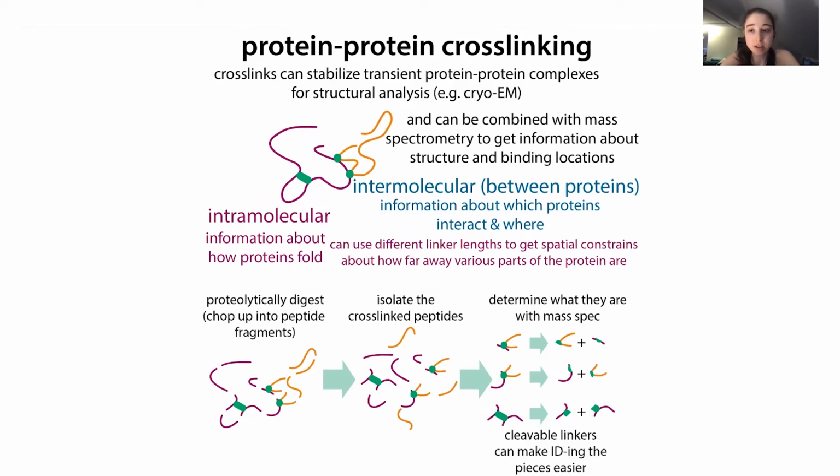So basically you do this cross-linking, and then you can use mass spectrometry to cut the pieces apart and determine the mass of those things. So basically find the size of these fragments, use that to get their sequence, and then figure out the identity of them, or where the cross-links happened.